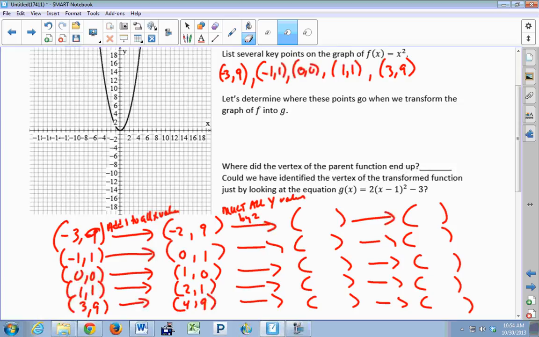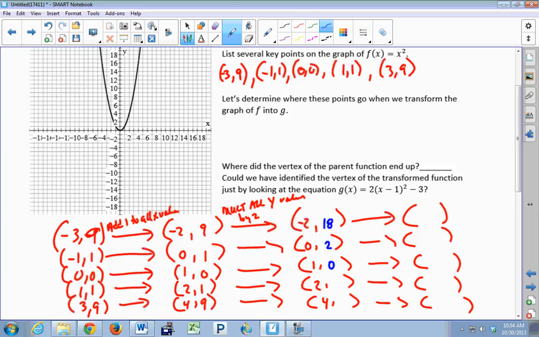So now our x values are staying the same: -2, 0, 1, 2, and 4. And now all our y values are doubling. So 9 becomes 18, 1 becomes 2, 0 stays 0, 1 becomes 2, and 9 becomes 18.